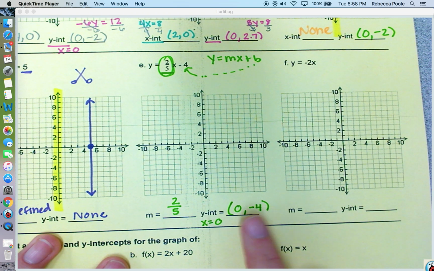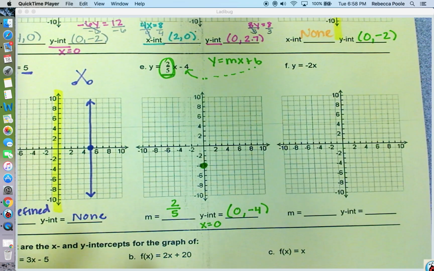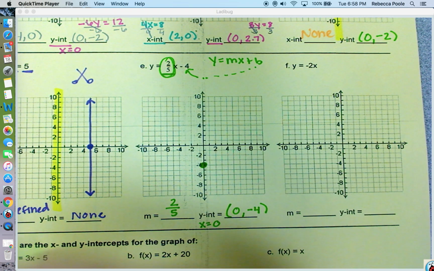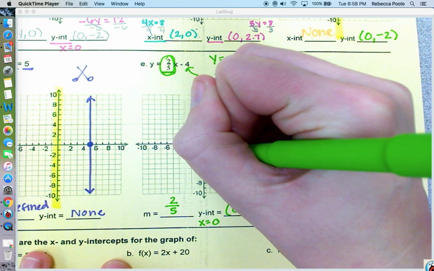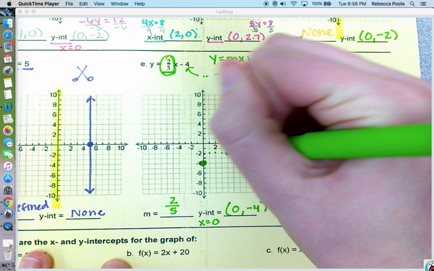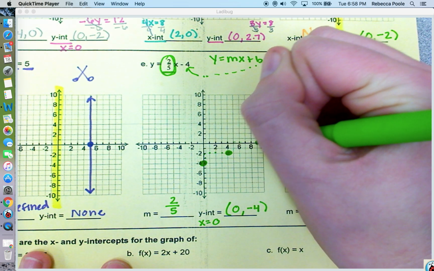Make sure on your test you write it as an ordered pair, okay? So I'm going to start this graph at the base, (0, -4). And then my slope is up 2/5. So I'm going to go up 2/5 to the right. Because they're both positive, I'm going up and to the right. I'm going to go up 2/1, 2, 3, 4, 5.